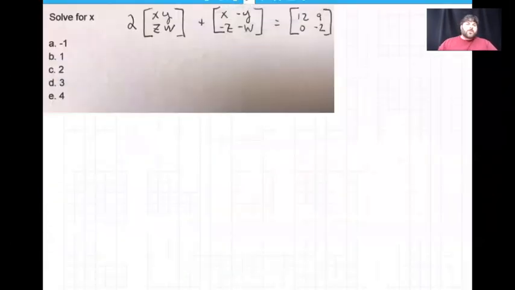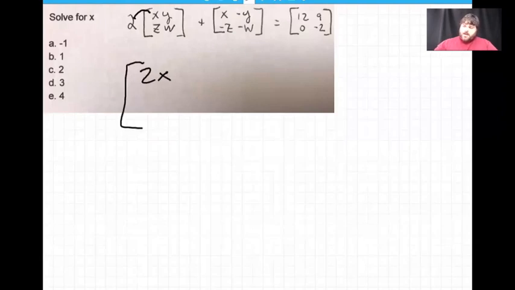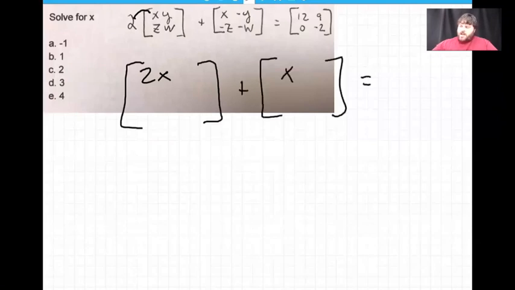All right, solve for x. We've got a matrix 2 times [x, y; z, w] plus [x, -y; -z, -w] equals matrix [12, 9; 0, -2]. We want to solve for x. So we can set up a bunch of different equations here, but really I don't care about the y or the z or the w. I only want to make an equation with an x. So I'm going to distribute this to get 2x, right? 2 times the top left is the 2x. So basically what I'm doing here is I'm just rewriting this with only the parts that I care about.